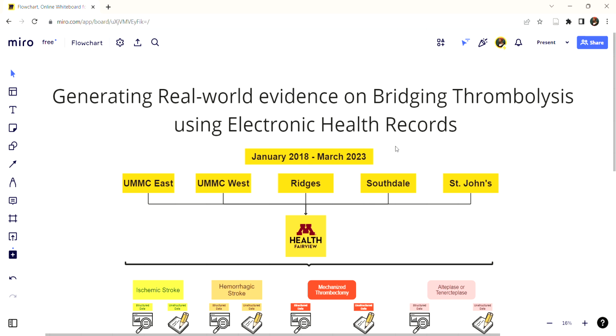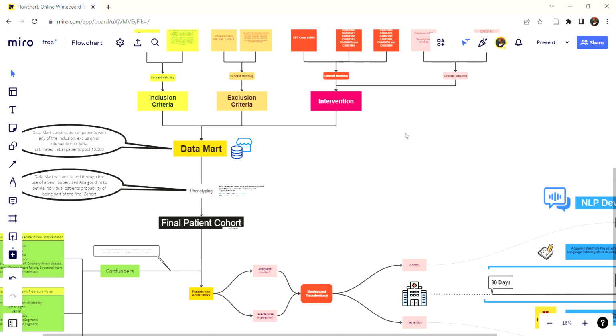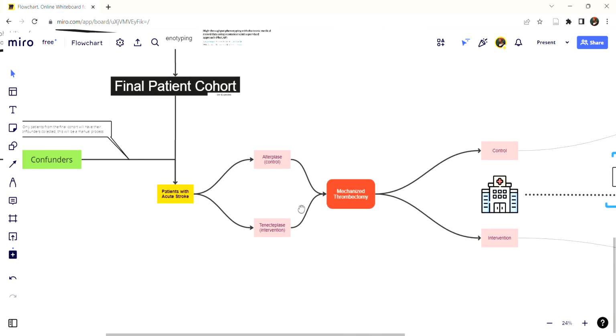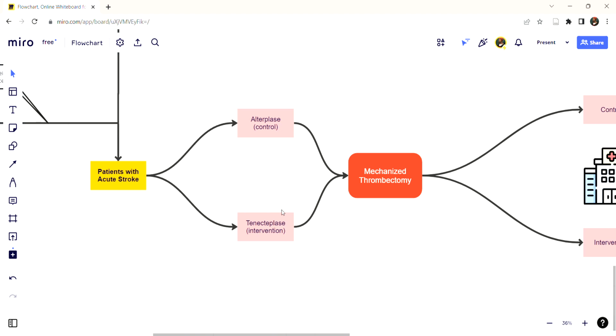I'll be talking about the research project generating real-world evidence on bridging thrombolysis using electronic health records, a project we're starting here at the University of Minnesota. Just as a quick recap of what we were trying to do, we're comparing the use of alteplase and tenecteplase in patients who receive mechanical thrombectomy for acute large vessel occlusion stroke.